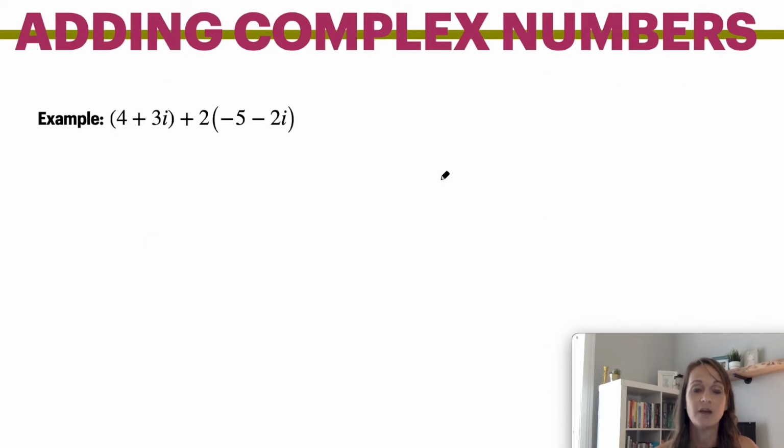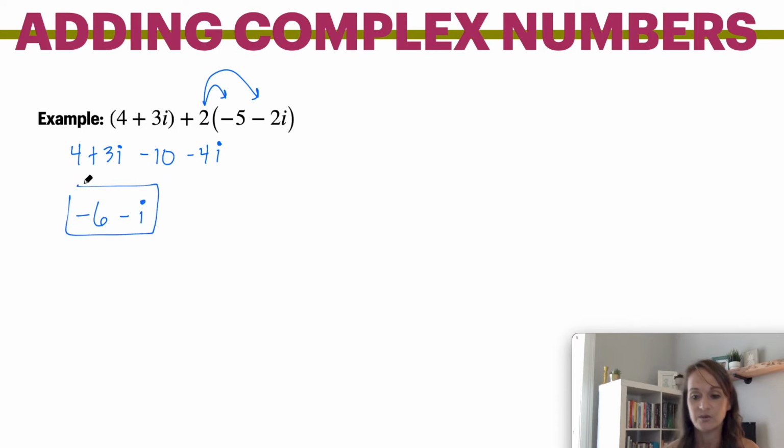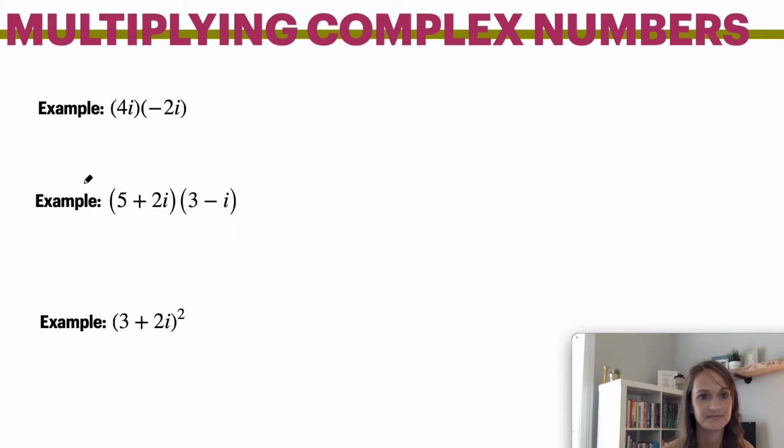You can add complex numbers. The first thing you'll need to do is distribute the 2. So you get 4 plus 3i, and then 2 times negative 5 is negative 10. 2 times negative 2i is negative 4i. And now you can combine like terms. Negative 10 and 4 give you negative 6. 3i and negative 4i give you negative 1i. And that is how you would write your complex number.